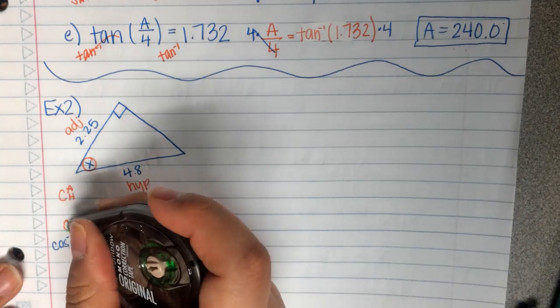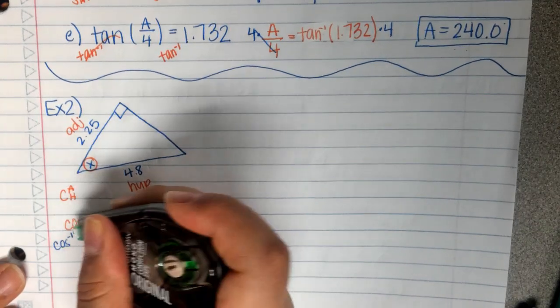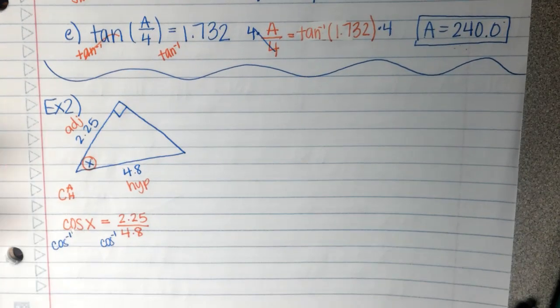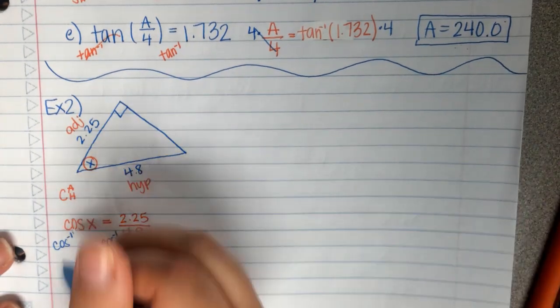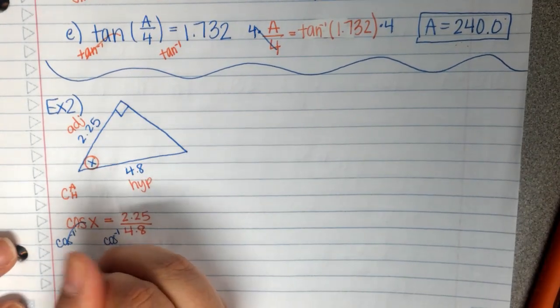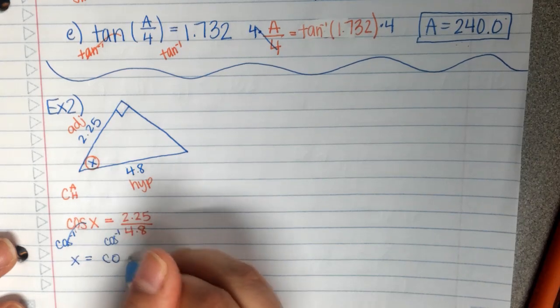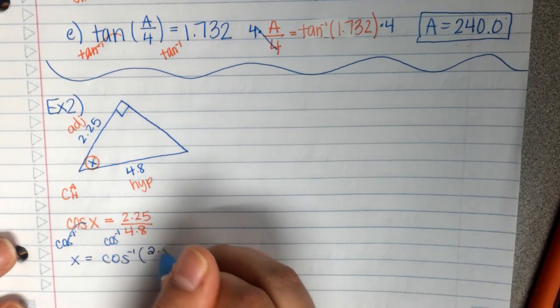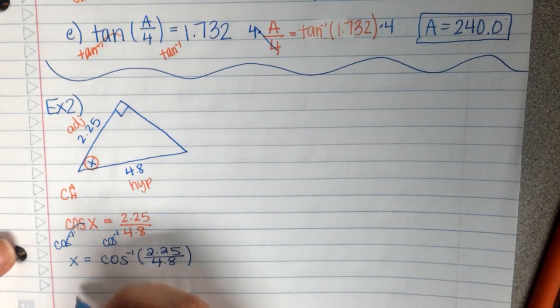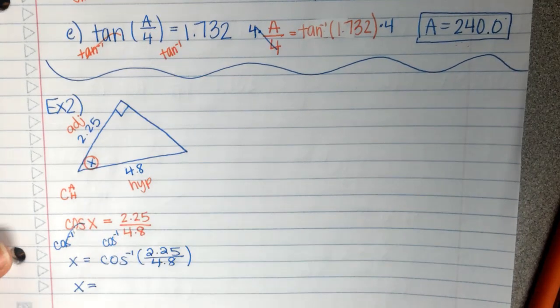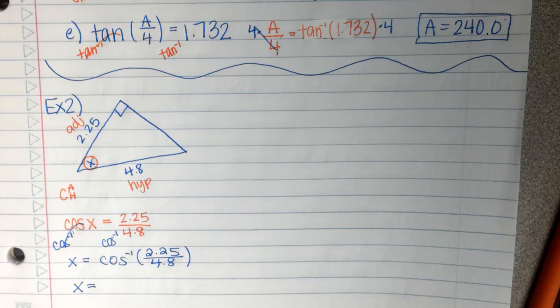That's not supposed to be 11. And so that cancels out. And put that in the calculator. X equals the inverse cosine of 2.25 over 4.8. Isn't it what we were just doing? A fraction instead of a decimal. That's the only difference.